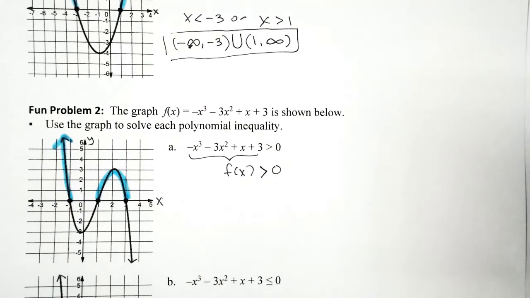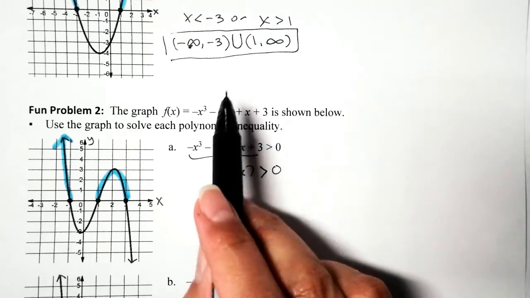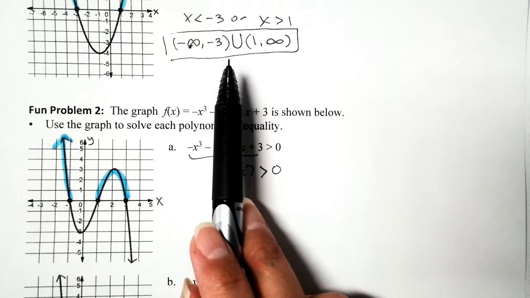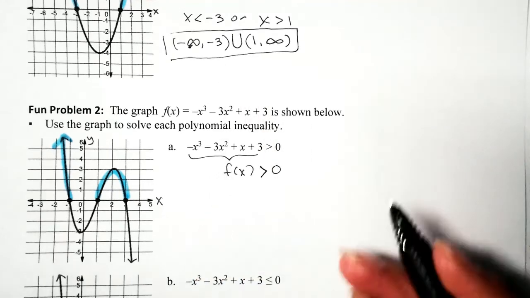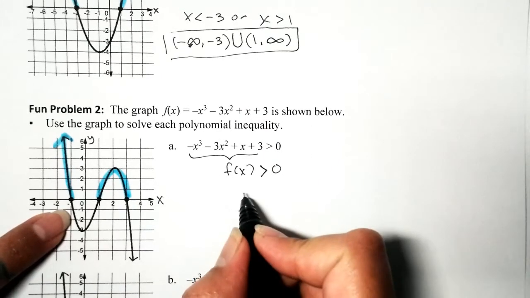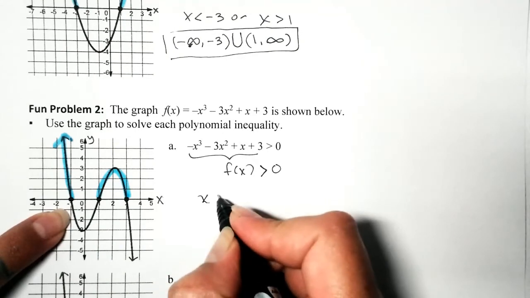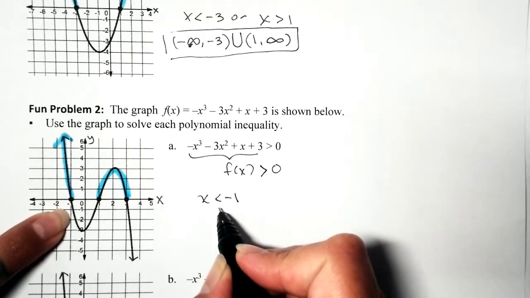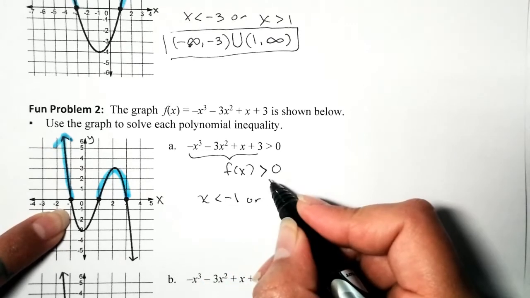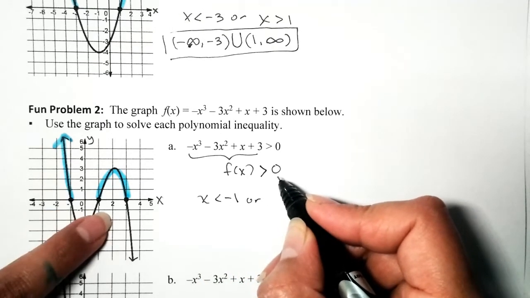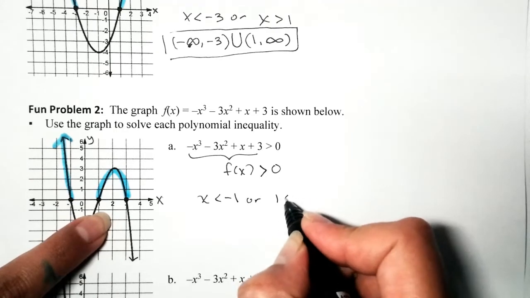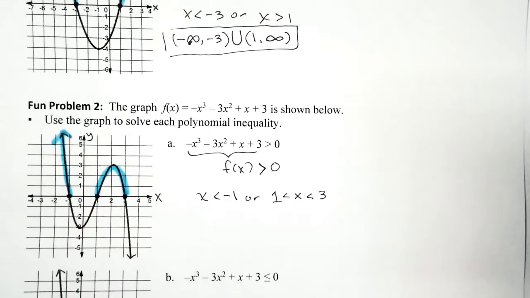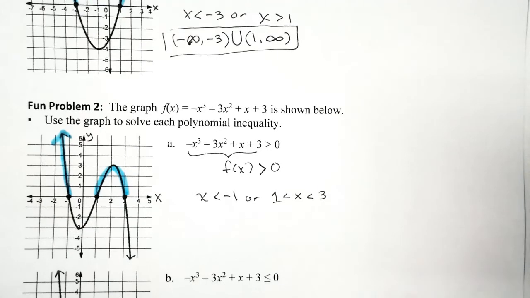Let me write it with the inequalities before I do the interval notation. If you just want to go straight to interval notation, I'm all for it. In inequalities, the function is greater than 0 for values that are less than -1, no equal to part here, or the function is greater than 0 for values that are between 1 and 3. So we're going to write that compound inequality right there. And let's put that in interval notation.